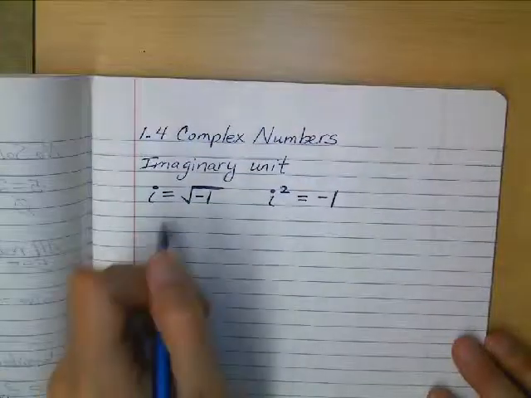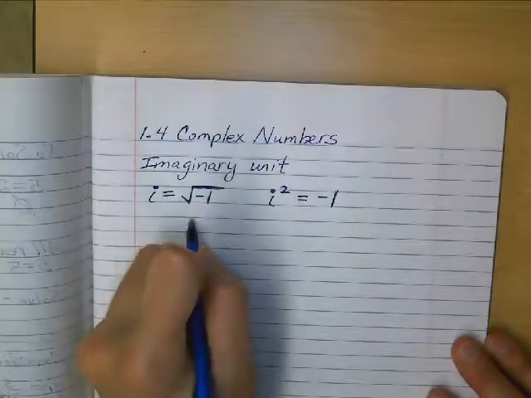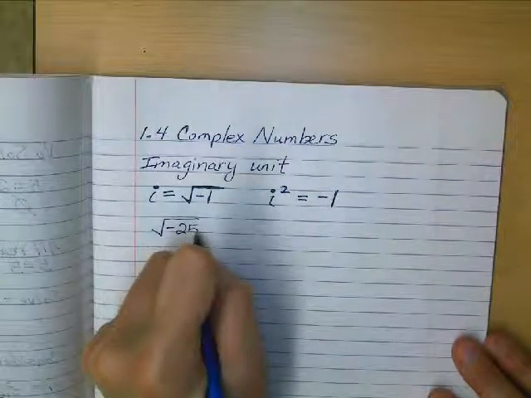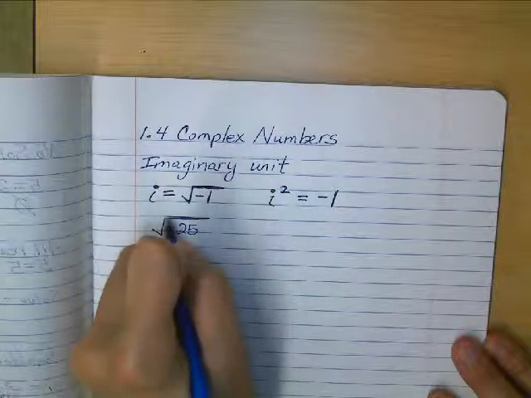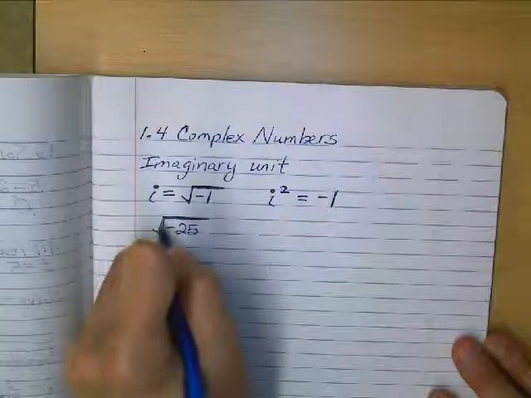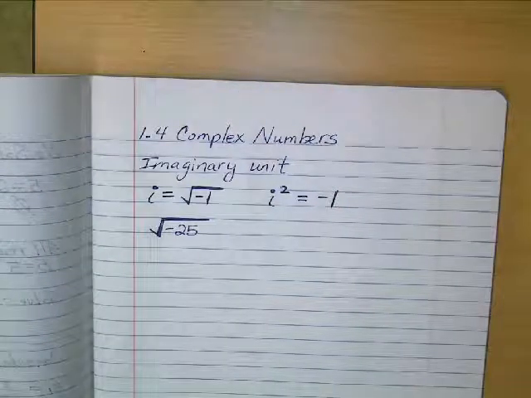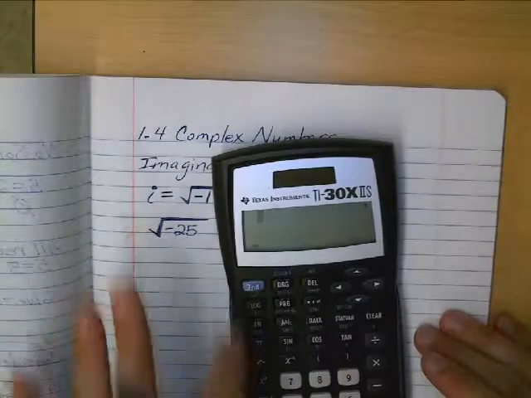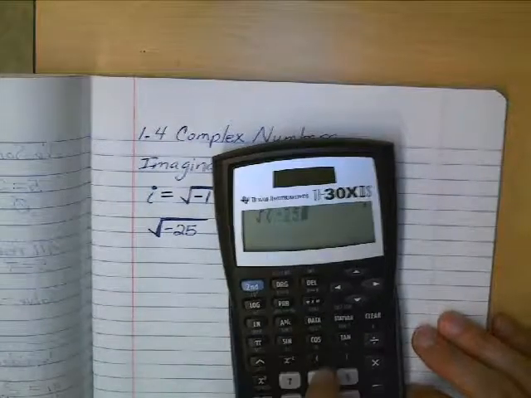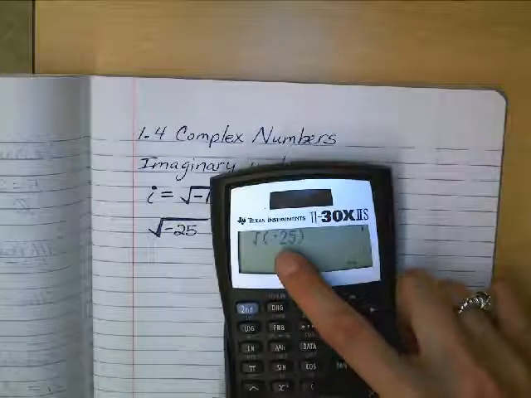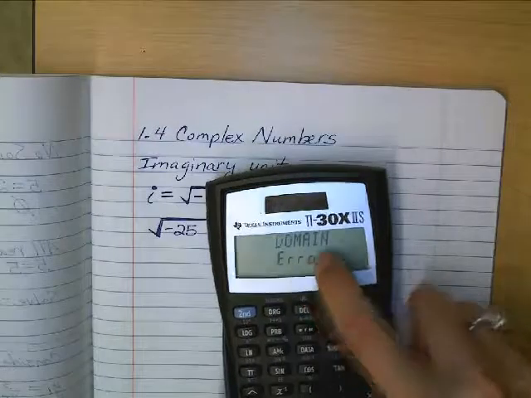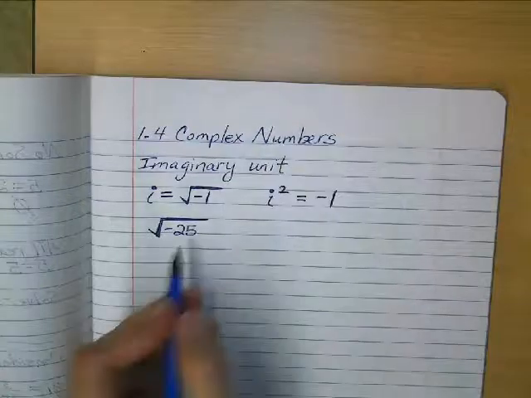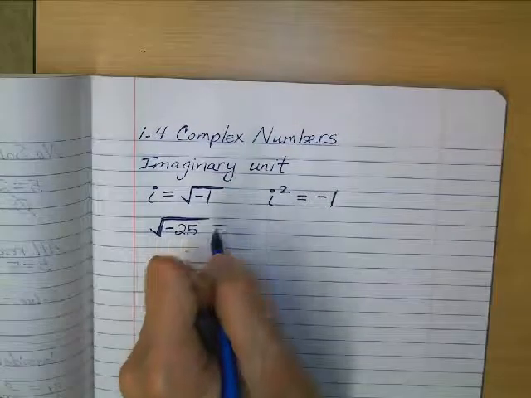So we learned about this i thing to deal with things like square root of negative 25. So we could actually write an answer for square root of negative 25 instead of saying no solution. Because if you grab a calculator and type in square root of negative 25, it's going to say error. It doesn't work. But we learned about it so that we could actually say an answer for this.